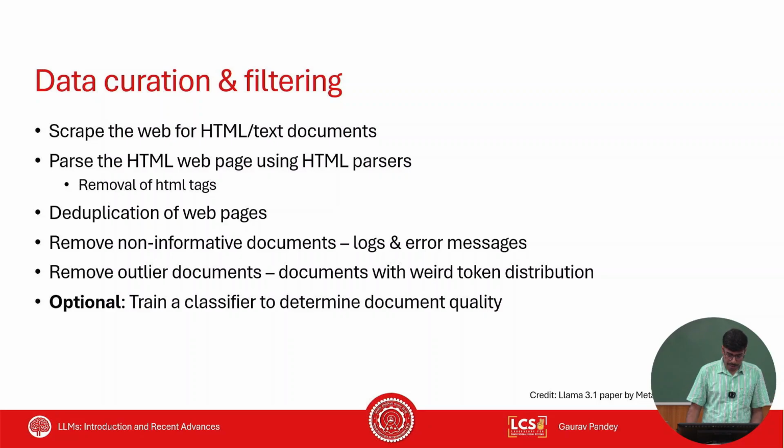You also want to remove outlier documents. If a document has a token distribution which looks very different from anything else in the rest of the corpus, you also want to remove those. And optionally, you want to train a classifier to determine the quality of the document.